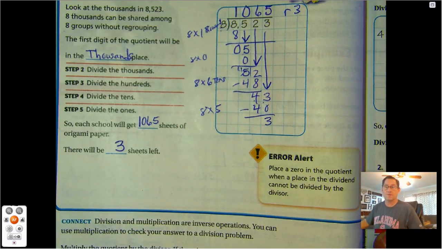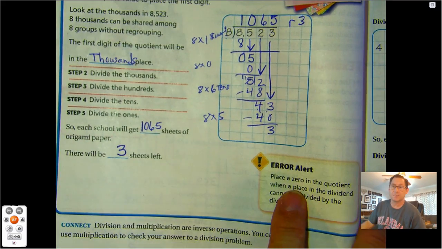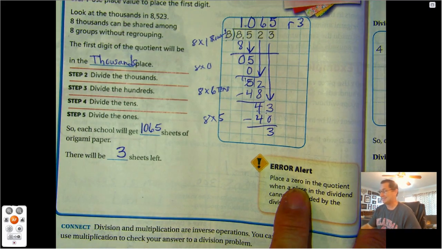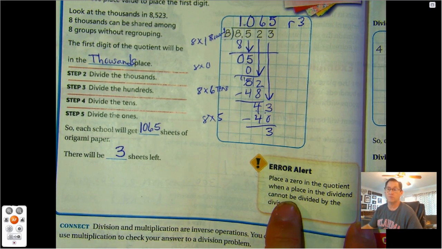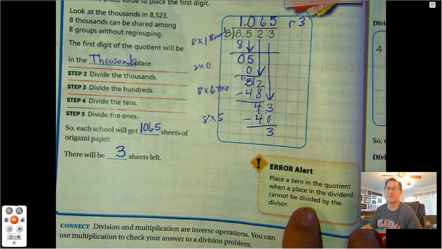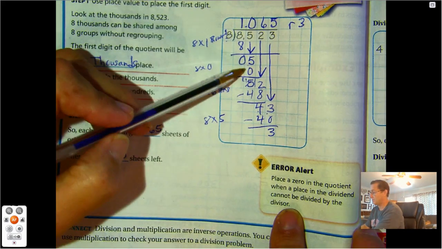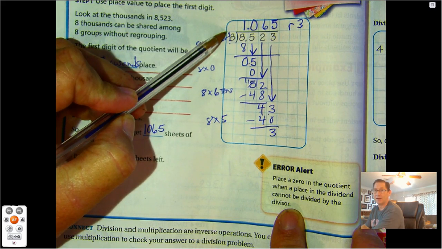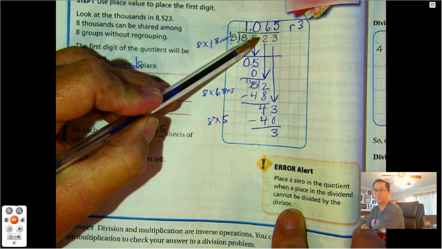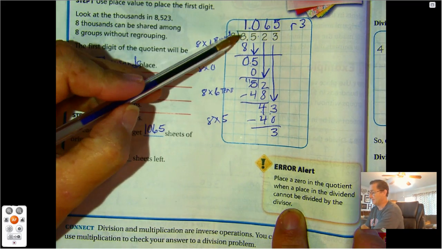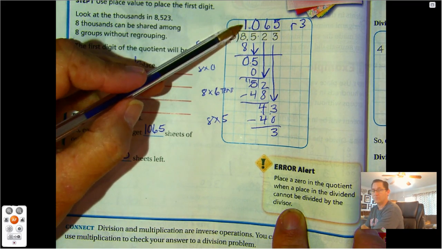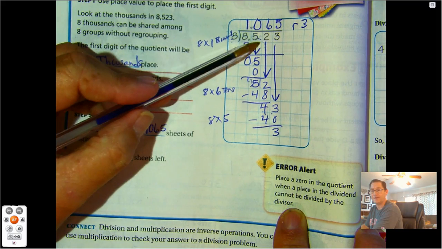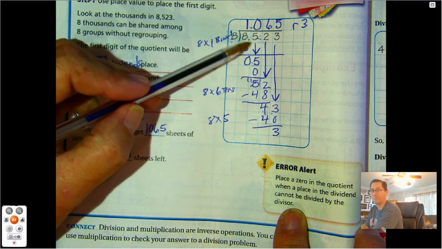Okay, so this is what I was talking about when I had to place this 0 here. Remember, place a 0 in the quotient when a place in the dividend cannot be divided by the divisor. I couldn't divide 5 by 8, so I had to show that by putting a 0. If it's in the first spot, we just go ahead and go to the next place value, right? We regroup and just start there. We don't really put a 0 in front of a number.